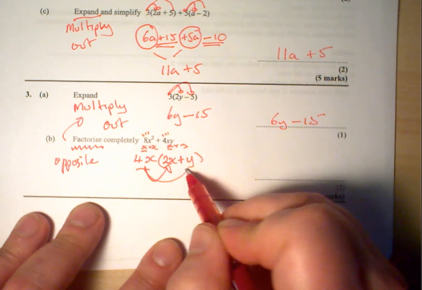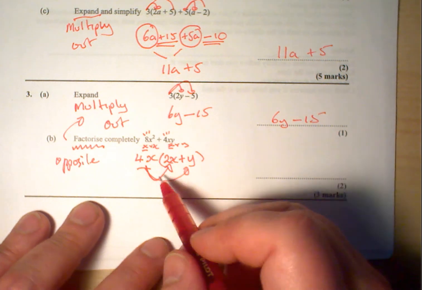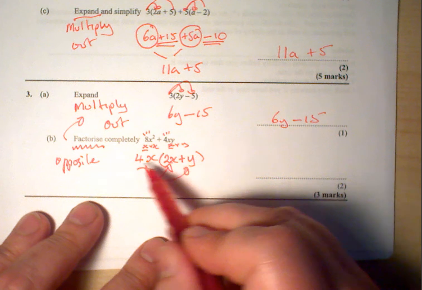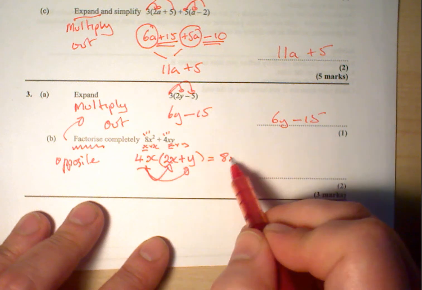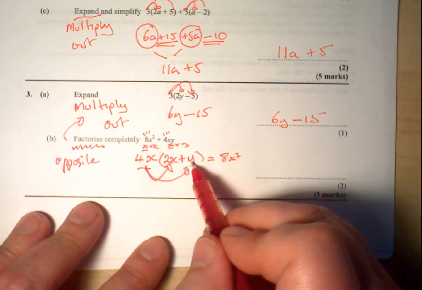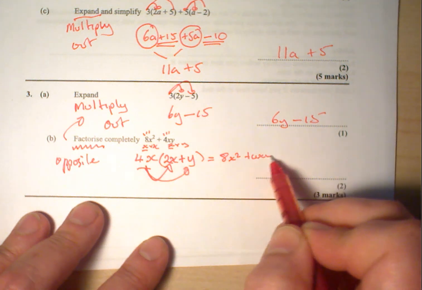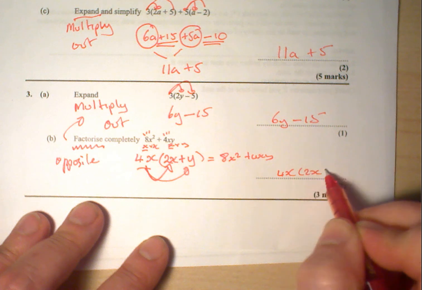Okay, so don't trust your answer. Multiply out and double check. Multiplying out checks your answer. 4x times 2x. Well, 4 times 2 is 8. And x times x is x squared. 4 times y would be 4y, but with the x gives you plus 4xy. Final answer, 4x bracket 2x plus y.